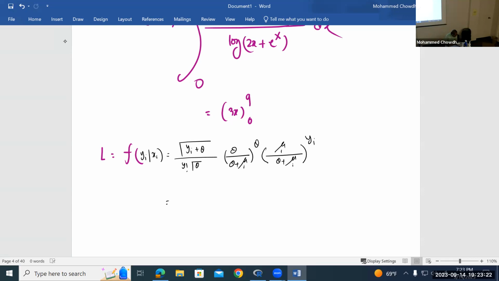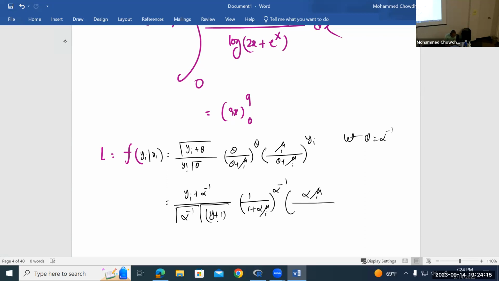So in this case, we want to plug in yi plus alpha inverse, because let theta equal to 1 over alpha, and then it could be written as Gamma of yi plus alpha inverse over Gamma of alpha inverse and factorial yi, and then 1 over 1 plus alpha mu I to the power alpha inverse, and alpha mu I over 1 plus alpha mu I to the power yi. Anyone has a question in the back?